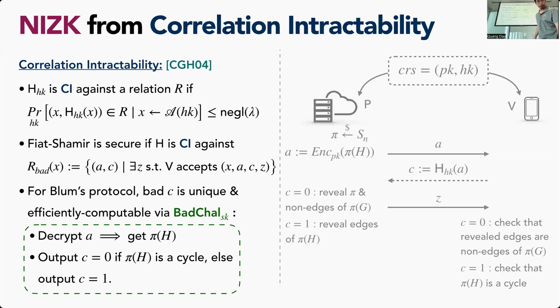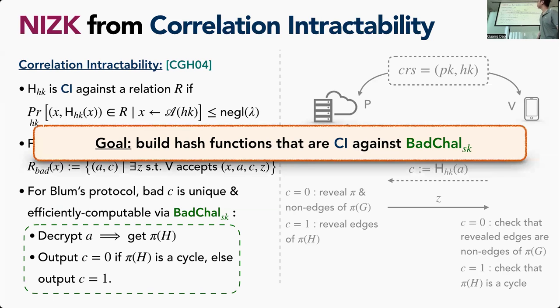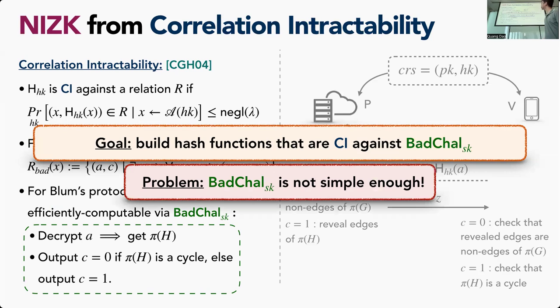Okay. So that's what we should try to build: somehow we should build some hash function that is correlation-intractable against this bad relation. But the problem is it's kind of hard to build CI hash functions. And so first of all, we should try to simplify this bad challenge function first, before trying to build some hash that is CI against some lower complexity class.